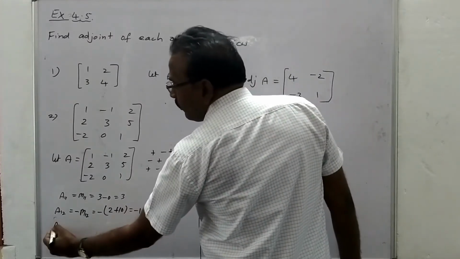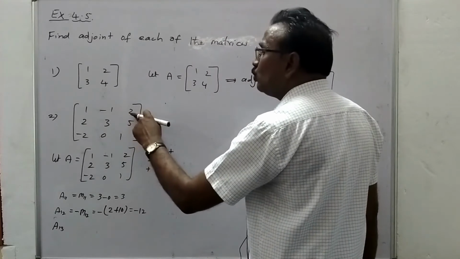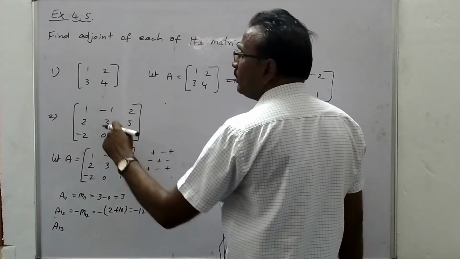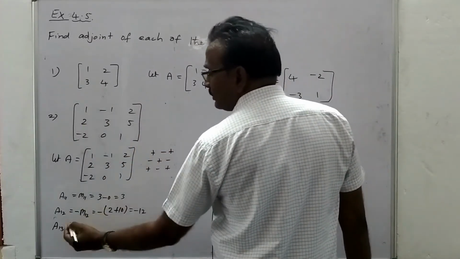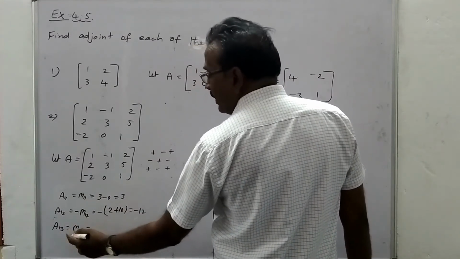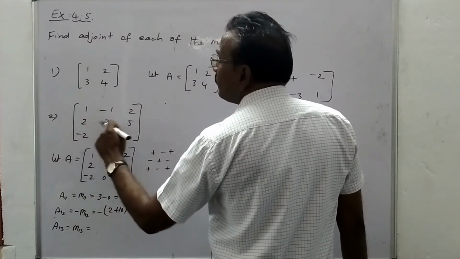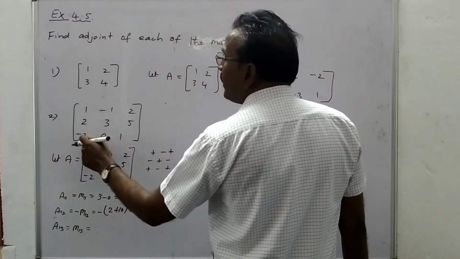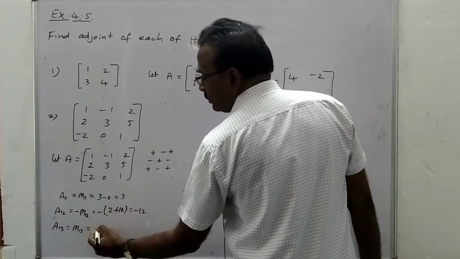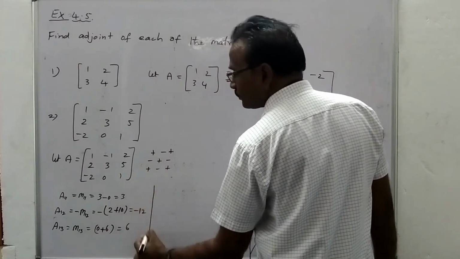Next, A13, the first row third column element, the cofactor of 2. Delete the first row and third column, determinant of these four elements. The sign is plus, that is capital M13, obtained by deleting the first row and third column. So the determinant of these four elements: 0 minus of minus 6, plus 6, 0 plus 6, the value is 6.